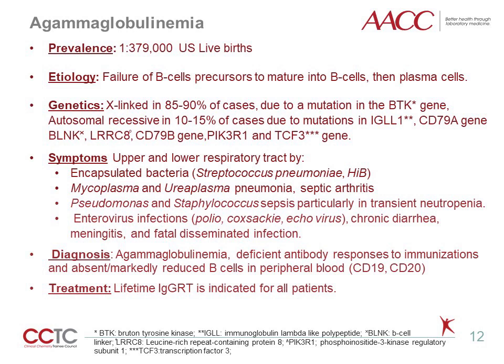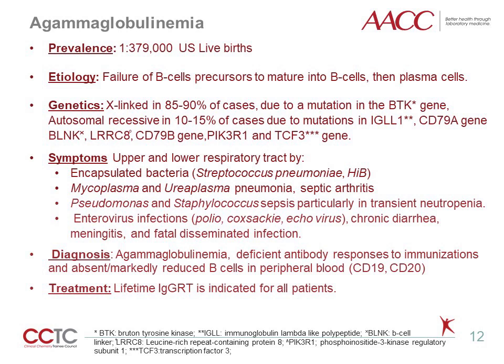Symptoms include upper and lower respiratory tract infections with encapsulated bacteria such as Streptococcus pneumoniae or Haemophilus influenzae, Mycoplasma and Ureaplasma pneumonia, and septic arthritis. Pseudomonas and Staphylococcus sepsis occur, particularly in the setting of transient neutropenia, as do enterovirus infections such as polio, Coxsackie, or echoviruses that can cause chronic diarrhea, meningitis, or even fatal disseminated infection.